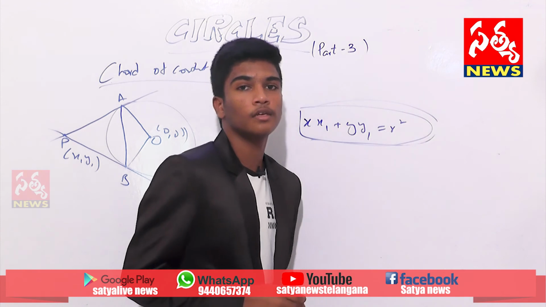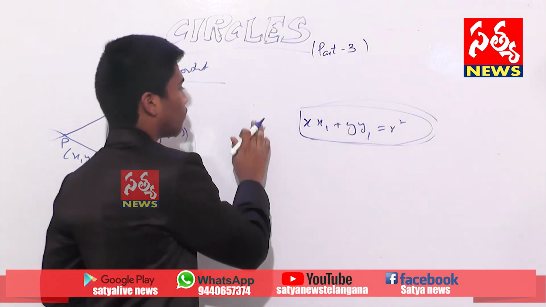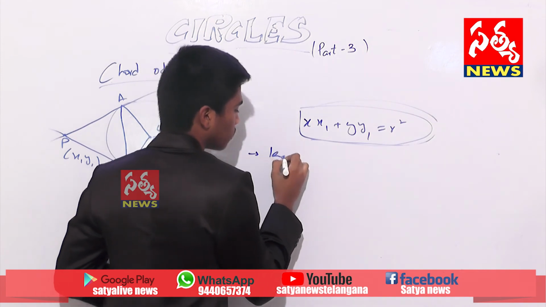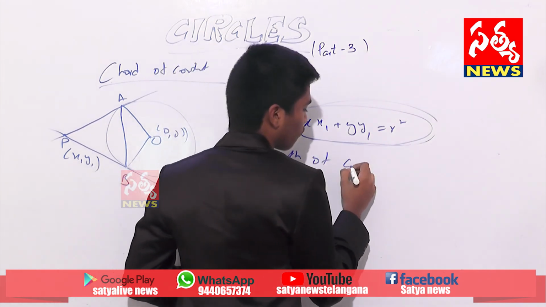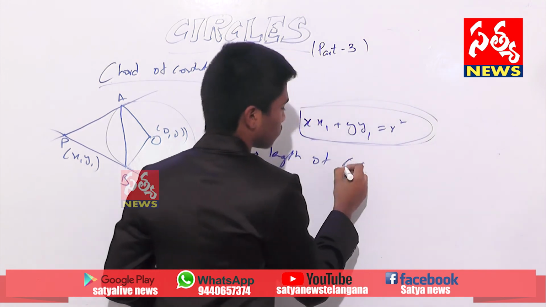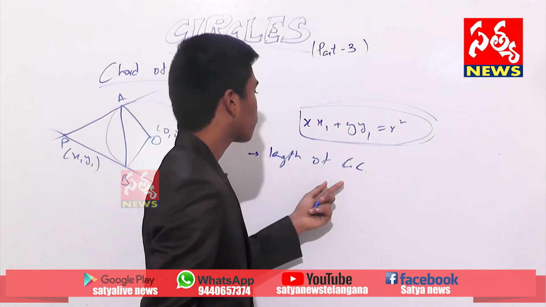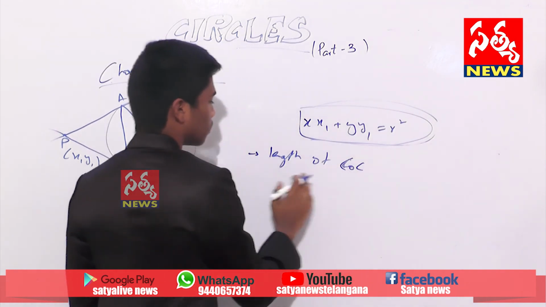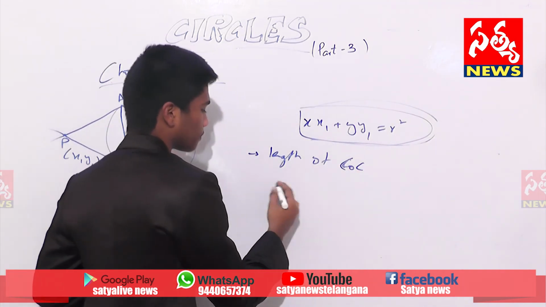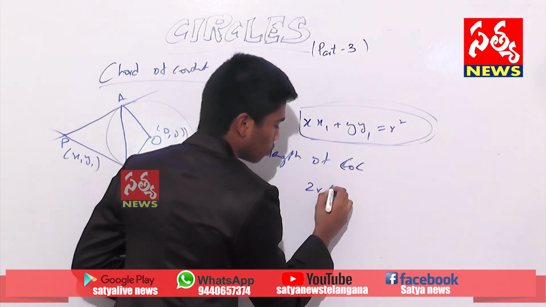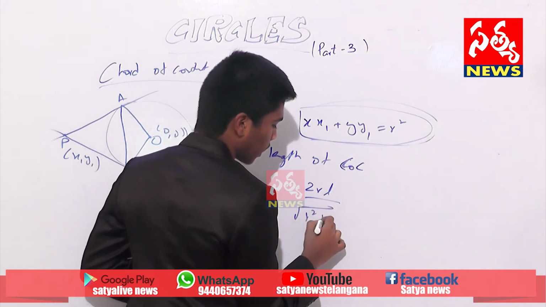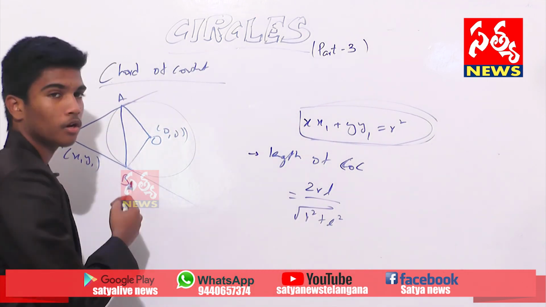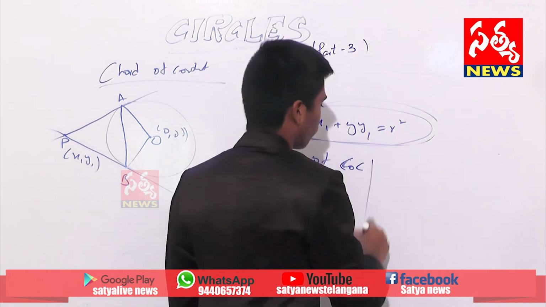We'll end this class with two more formulas. First one is the length of chord of contact. I'm writing chord of contact in short as COC. Okay. Length of chord of contact is 2rL by under root r square plus L square. This is the formula for length of chord of contact.